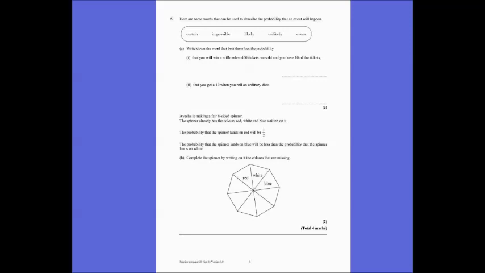Question 5. Here are some words that can be used to describe the probability of an event happening. Write down the word that best describes the probability that you will win a raffle when 400 tickets have been sold and you have bought 10 of the tickets. Well, you've got 10 chances out of 400, so it's not impossible, but it's unlikely. That you will get a 10 when you roll an ordinary dice. Well, an ordinary dice only goes from 1 to 6, so to get a 10 is impossible.